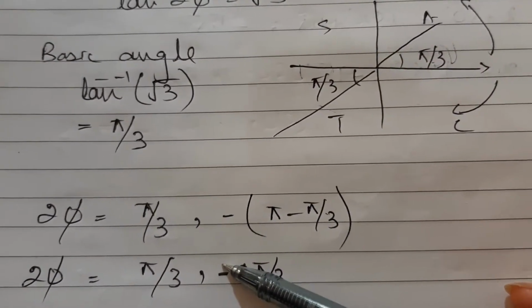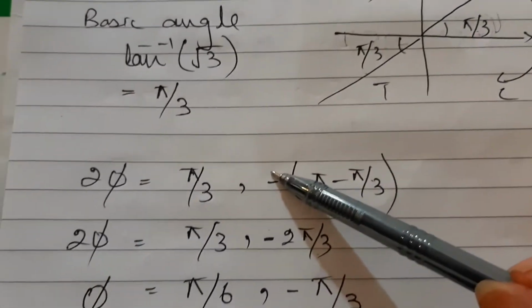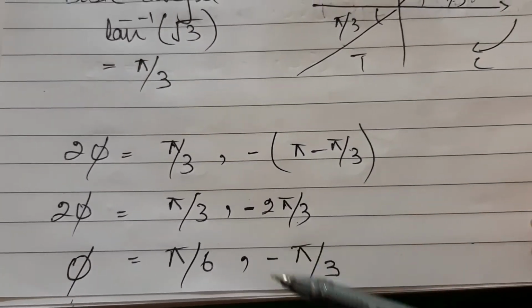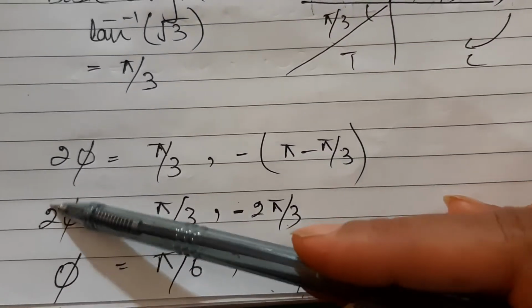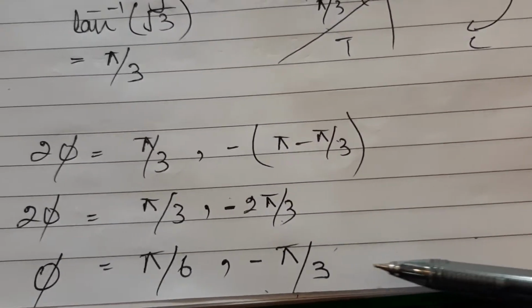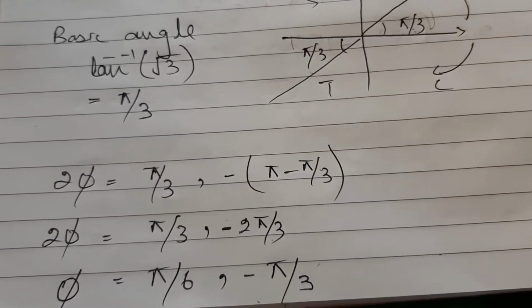And I will use a minus sign along. Do you know why I'm putting the minus sign along? Because it is a clockwise rotation. So these are my answers. I'm then dividing each by 2. So pi by 6 and minus pi by 3. I hope this is clear.